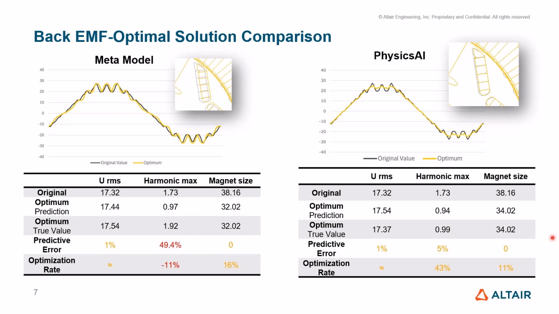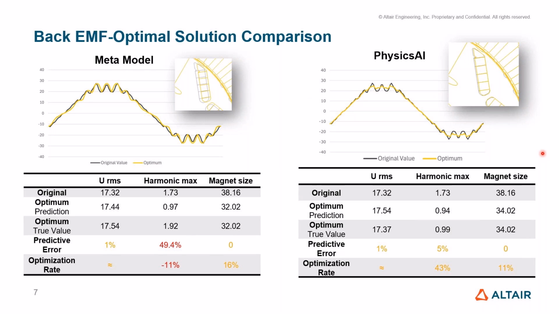Whereas if you look at the back EMF that we got from the optimization using physics AI, it did reduce the magnet size, but not as much as what we have from the meta model. On the other hand, if we look at the maximum value of harmonic, it reduced a lot. Now the back EMF voltage is much more sinusoidal and our harmonic value is reduced. So this shows that the magnet shape that we got is a much better and good shape than what we have from the meta model.